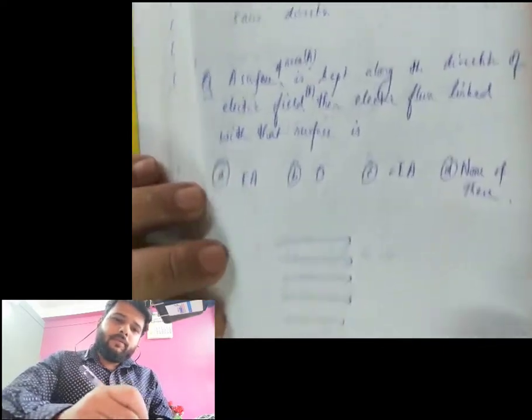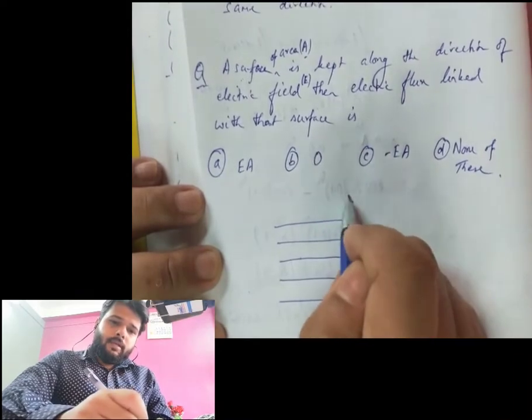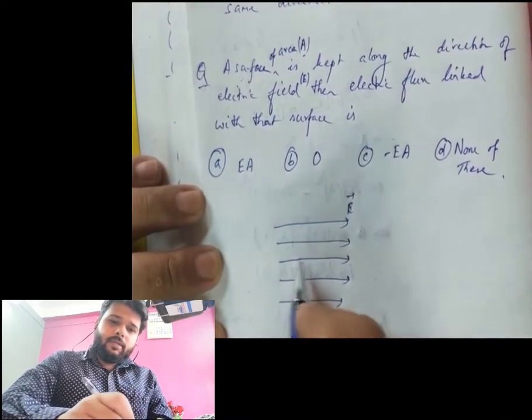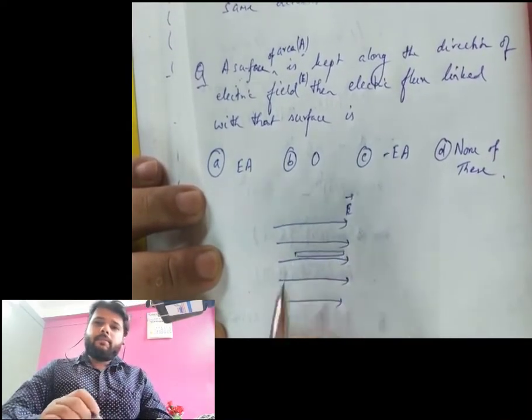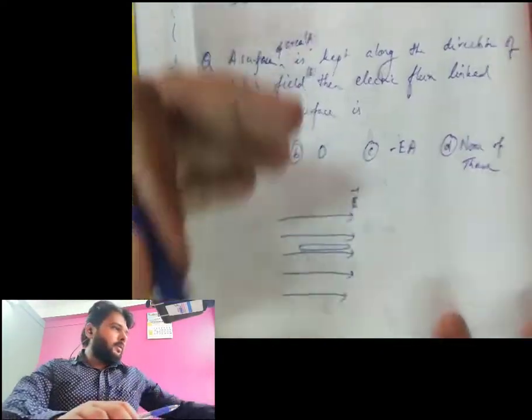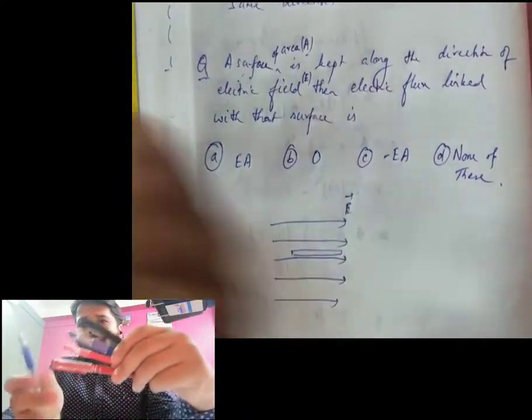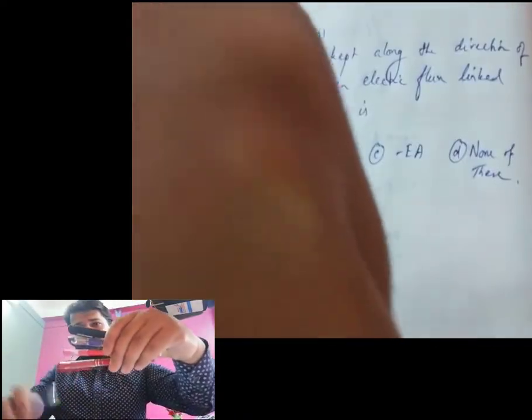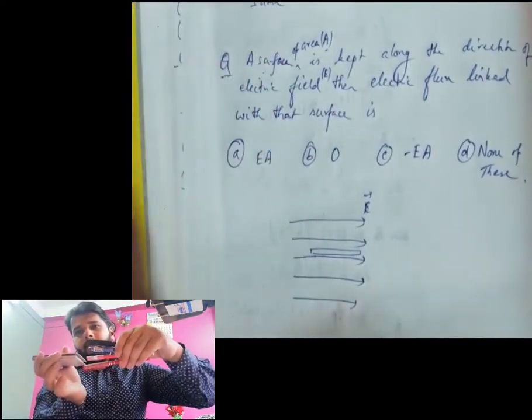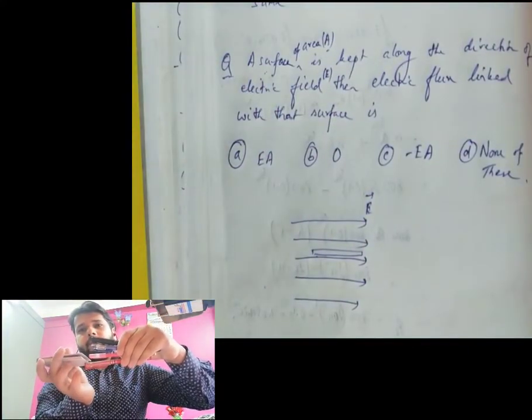Okay, so this is the electric field, and the surface is kept along the direction of electric field. Surface is kept like this, which means the electric field lines are in this direction, parallel to each other, and this surface is kept along the direction of electric field.